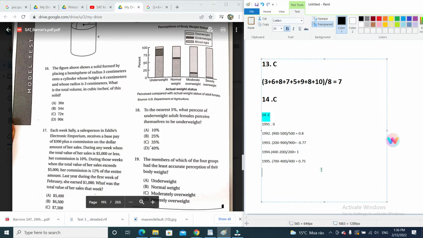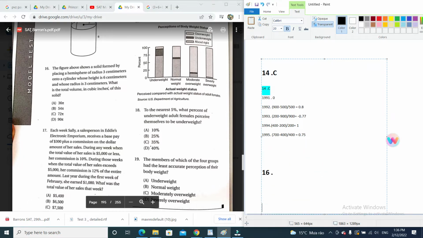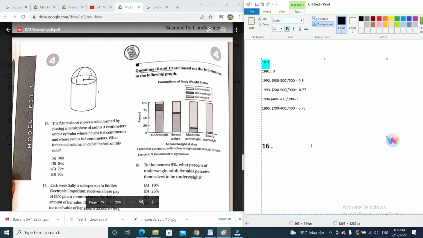So for number 16, the volume of the shape is going to be equal to the volume of the hemisphere plus the volume of the cylinder, right?